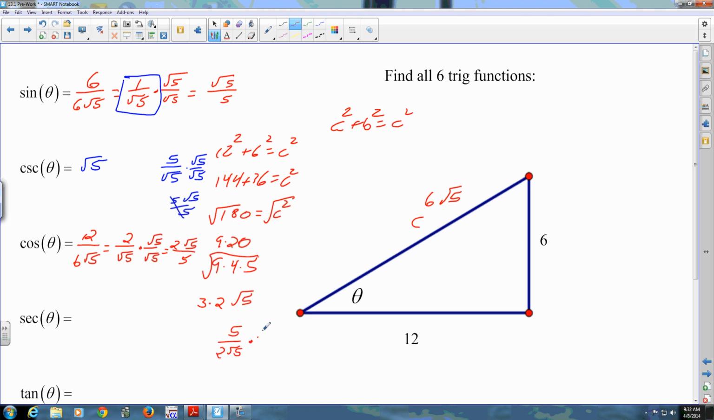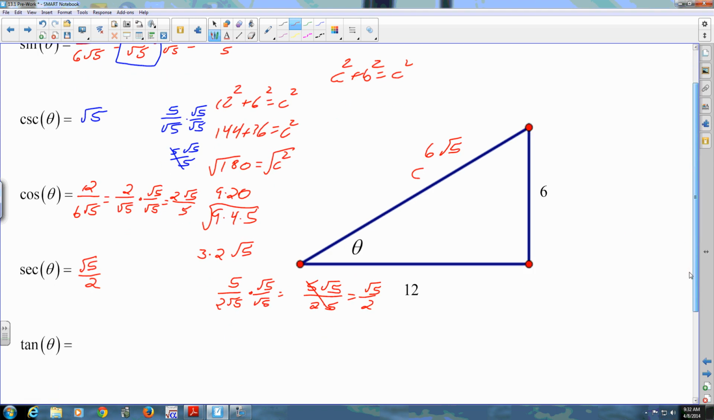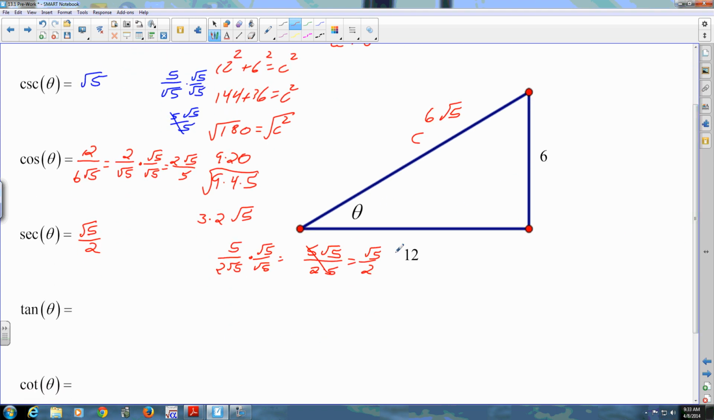But like before, then you'd have to rationalize it and get 5 square roots of 5 over 2 times 5, and then that cancels out to give you square root of 5 over 2. Whereas if you just took the reciprocal right here, you'd have your answer, square root of 5 over 2. All right, tangent is opposite over adjacent, so that's 6 over 12, which is a half. Cotangent's the reciprocal, so it's 2.